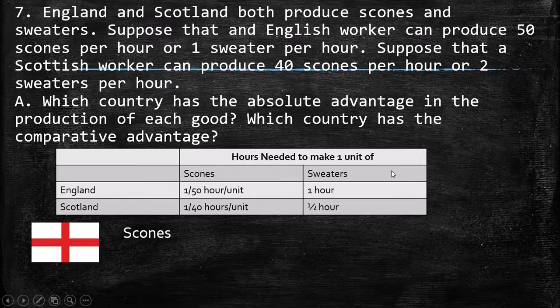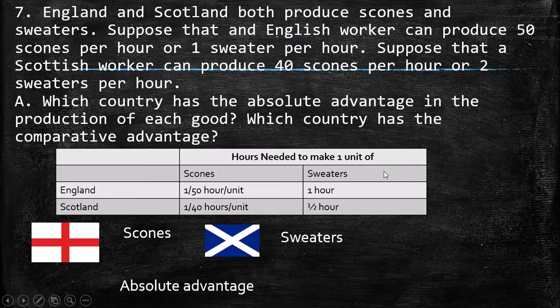So in this case, we see how the absolute advantage in scones belongs to England because the hours needed are lower. And in the other case, sweaters belong to Scotland because they have a smaller price for sweaters, smaller opportunity cost. So that is the absolute advantage.